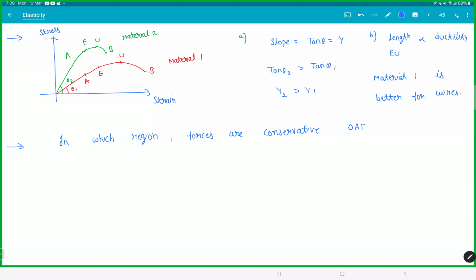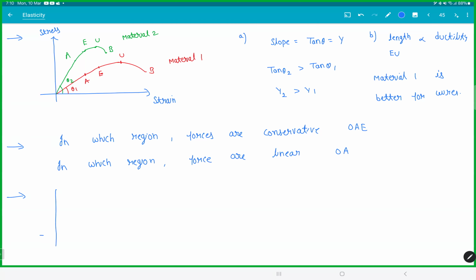O, A, E. The entire region forces are conservative. In which region forces are linear? Only O to A. You're getting it? So in the region A to E, there is no energy loss. It is just that it doesn't behave like a spring anymore. O, A.